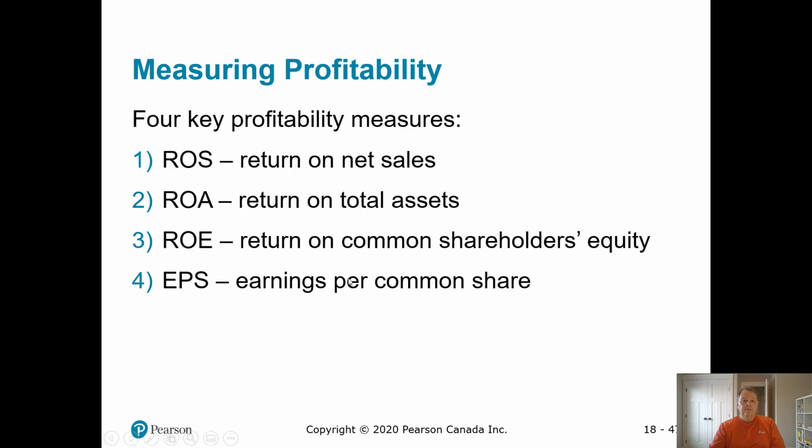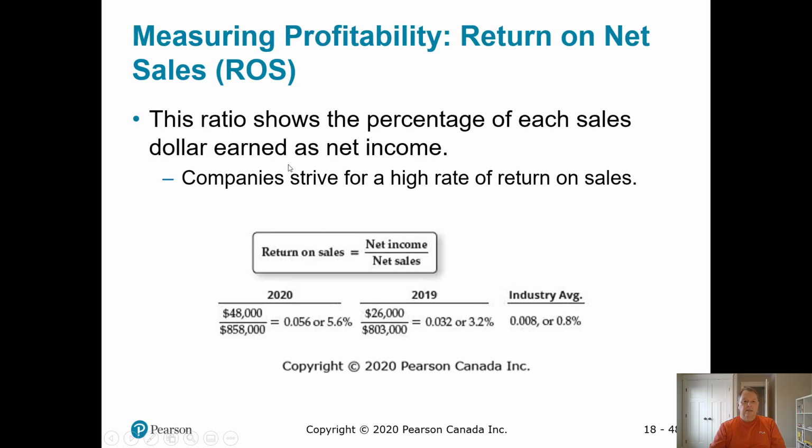Now, there are a couple of other profitability measures. We've seen some of these already: return on assets, return on common shareholders' equity, and earnings per share. We've seen all of those already in previous chapters, but let's have a look at return on net sales to begin. So this ratio, what we're looking at here is what your income is as a percentage of sales. So if your income is relatively large, that's great. You'd like to have more of those sales leak down to the bottom line if you can.